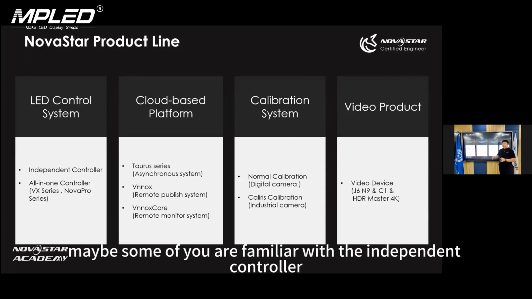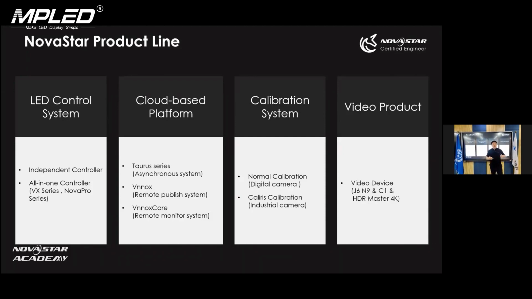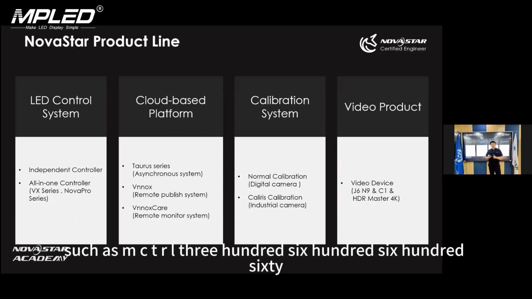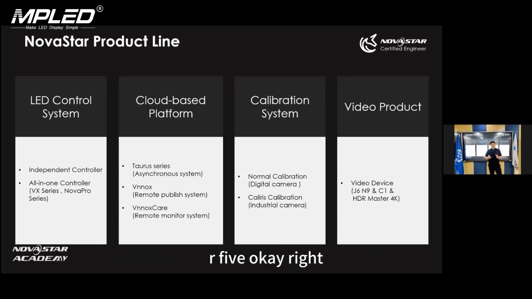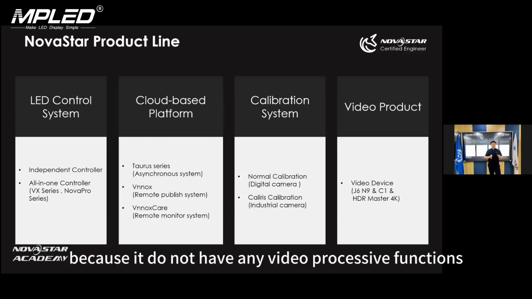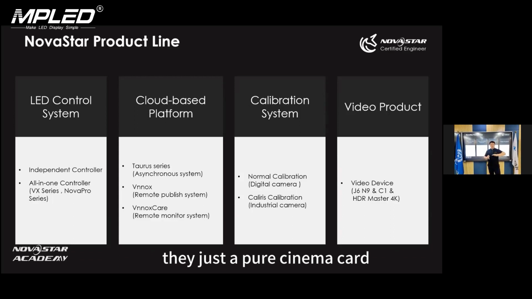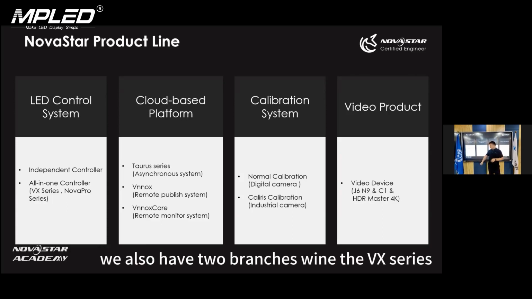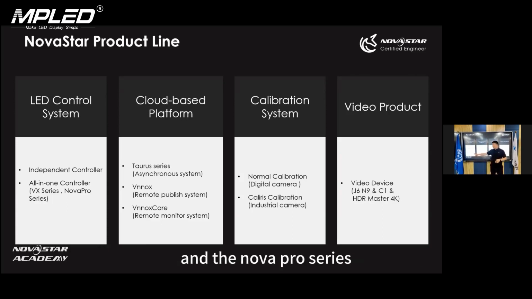Maybe some of you are familiar with the independent controller, the M control series, such as MCTRL 300, 600, 660, R5, 4K, right? Why do we call it independent controller? Because they do not have any video processing functions. They're just a pure sending card. For the all-in-one controller, we also have 2 branches, the VX series and the Nova Pro series, and we will talk about this later.